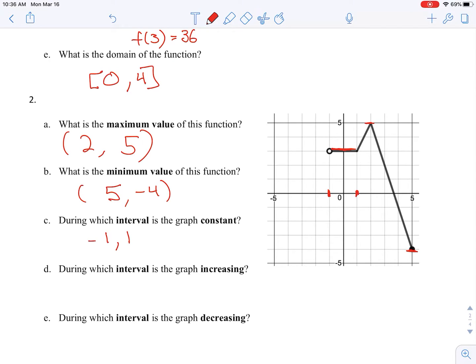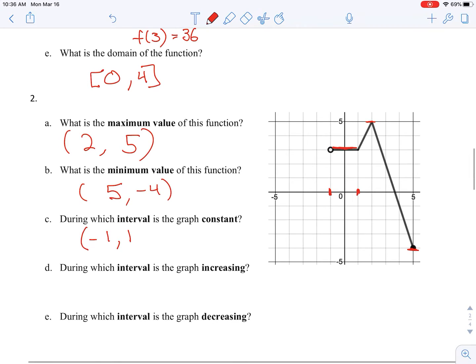There's an open dot, though, on -1, so that would be a parenthesis, and also a transition point is also a parenthesis. -1 to 1, we only put brackets at endpoints with solid dots.